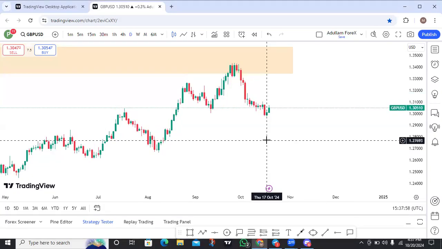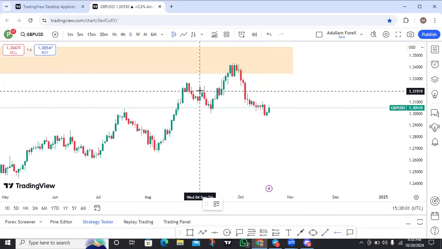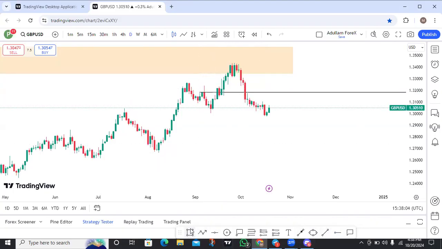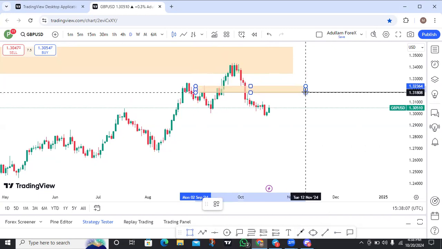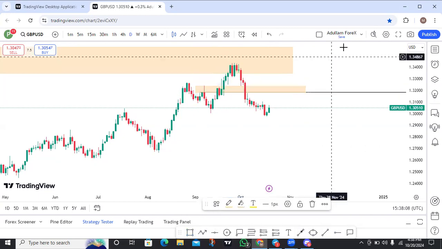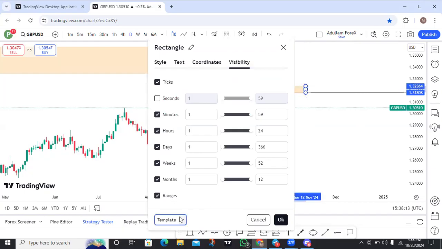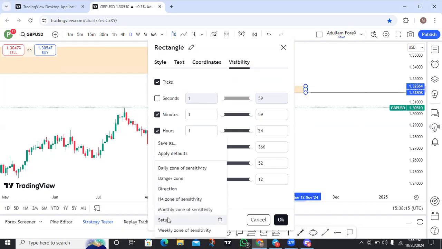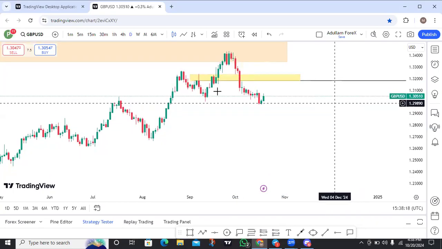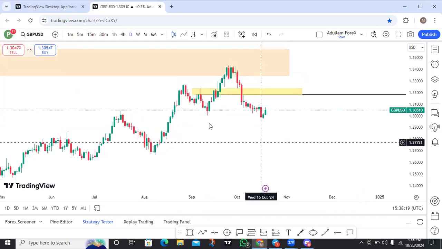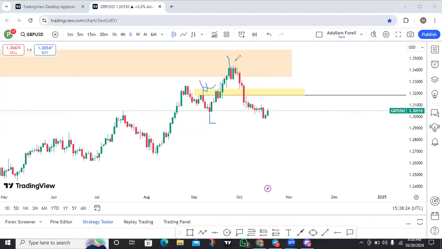This mini Quasimodo I'm seeing here, let's mark it out, guys. Let's change this one to a different color. Okay, this is a mini Quasimodo. This is a low, high, higher high, lower low, right? So this mini Quasimodo actually is a confirmation of that monthly Quasimodo we see, because this is just impulse.